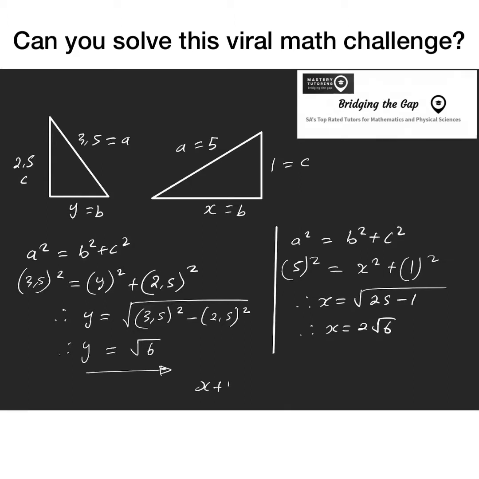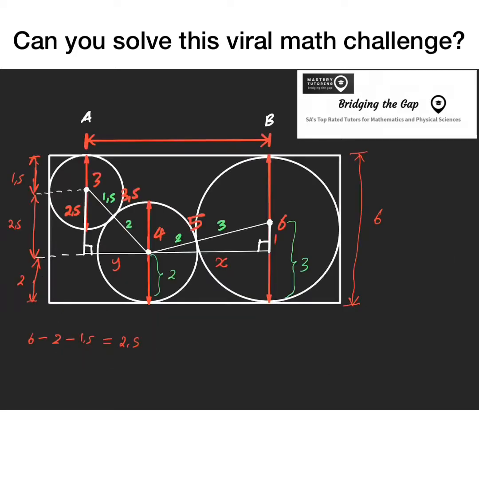Therefore, x plus y is going to be 2 square root of 6 plus square root of 6, which becomes 3 square root of 6. The answer here, x plus y, is going to be 3 square root of 6.